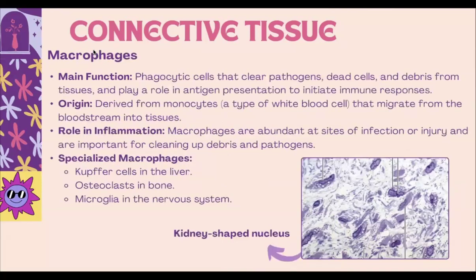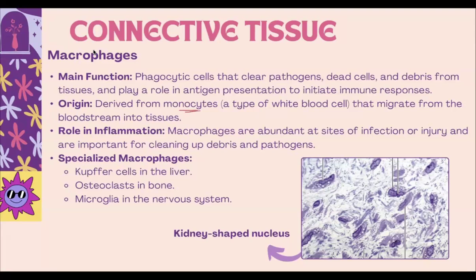Then you have macrophages. Macrophages have the main function of phagocytosis. So they're going to clear the environment of pathogens, dead cells, and so on. They come from monocytes, which is good to remember. Remember, macrophages are resident and monocytes are wandering. They are involved in inflammation, so they come to the site of infection and clear it up. Very, very important for it.